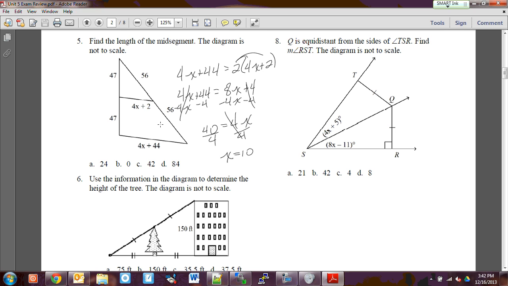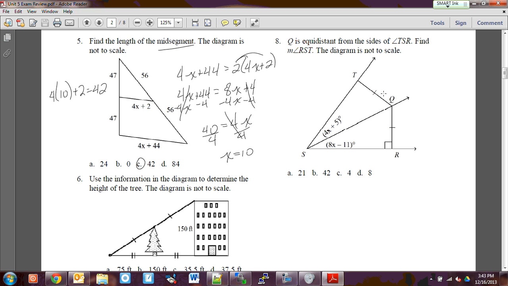Now we're not done yet because we need to find the length of the mid-segment. So now what we're going to do is plug it into here. So 4 times 10 plus 2, that gives us 42. So the length of our mid-segment is C, 42.